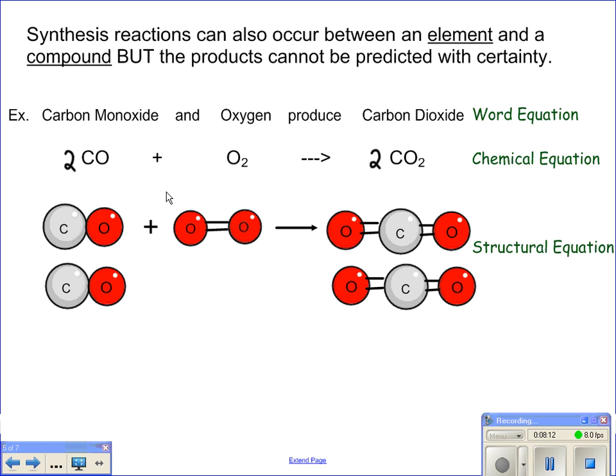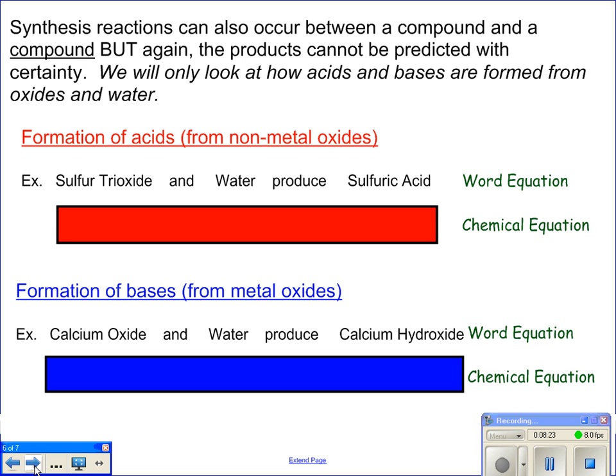So the merging of 2 compounds together to create a larger compound is not one I would expect you to be able to predict products for, especially grade 11s, but you could recognize that it is a synthesis reaction. There are a couple of synthesis reactions, though, involving small compounds that we can predict with certainty. And we will look at how acids and bases form from their respective oxides reacting with water.